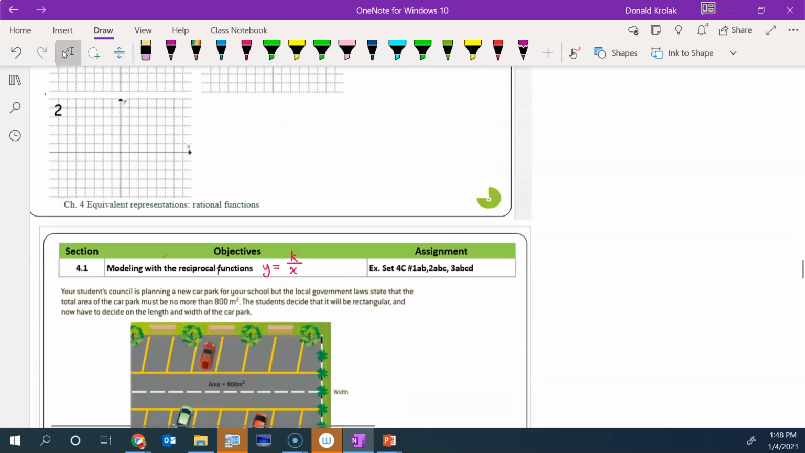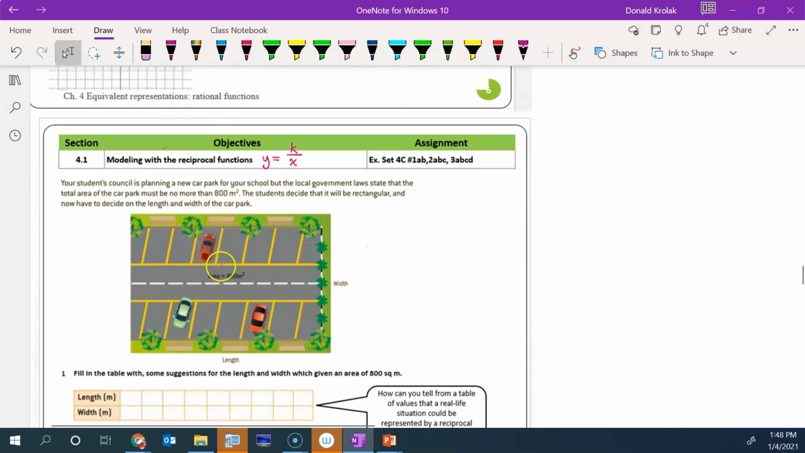All right, so we're going to use that to model some problems and come up with solutions from them. And we're going to solve the problems using our graphing calculator and then also without.